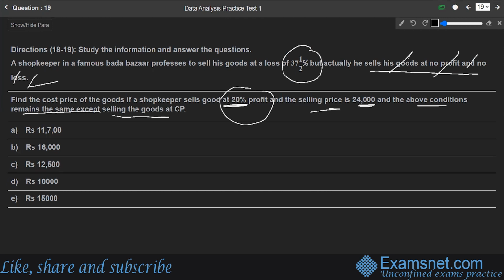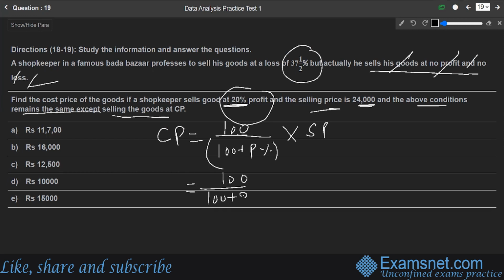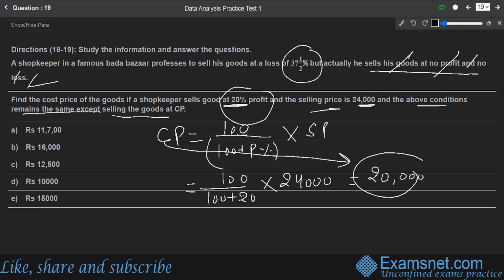So in this situation, we are supposed to find out the cost price. Clearly we can do this. Cost price is always going to be 100 divided by (100 plus profit percent) into selling price. This is how we calculate the cost price. Now let us do it. 100 divided by (100 plus 20) into 24,000, as given in the question. If we solve this further, it comes out to be exactly 20,000 rupees. So the cost price is 20,000 rupees.